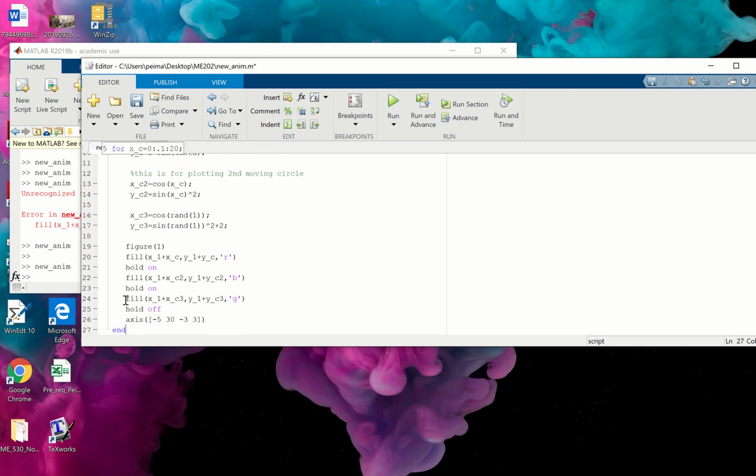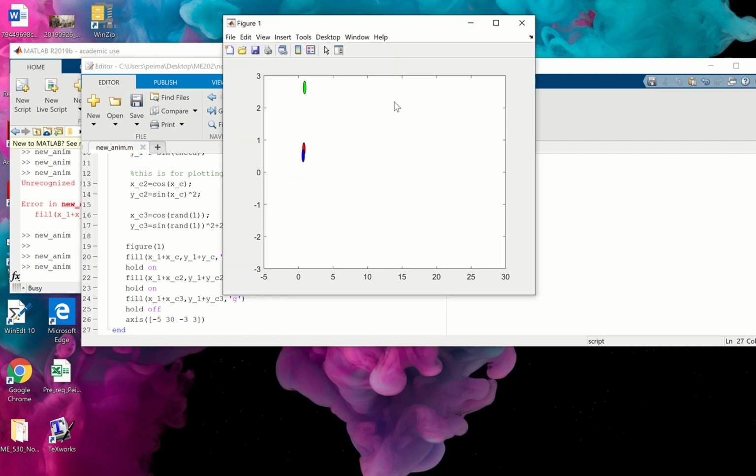Again, guys, look at here. Fill, hold on. Fill, hold on. Last fill you have to make hold off. If you have n hold on, if you want to make animation, you have to say hold off, because if you don't do that, as you saw, you're gonna have a stick diagram. Here we go.